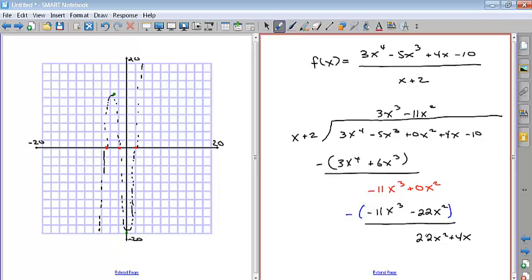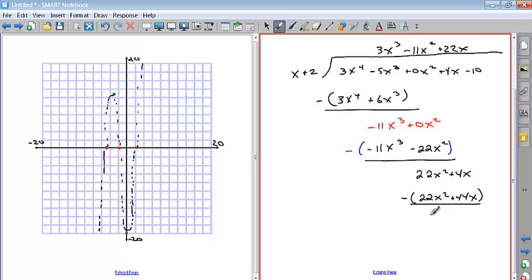What do I need to multiply x by to get 22x squared? The answer is 22x. So I get 22x. 22x times x is 22x squared. And then I have 22x times 2, which is 44. So I get plus 44x. Again, I'm subtracting this. So here I get 0. Again, all the times I get 0. And then I have 4 minus 44, which is going to be negative 40x. And then I bring down the last term, which is negative 10.